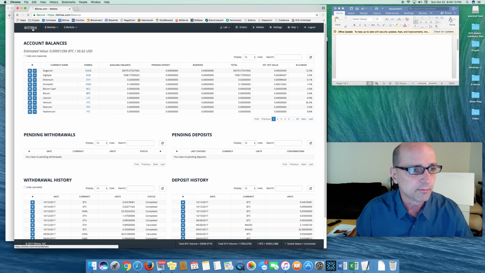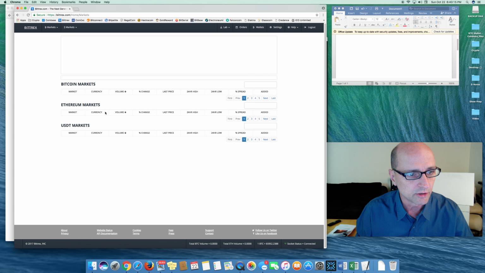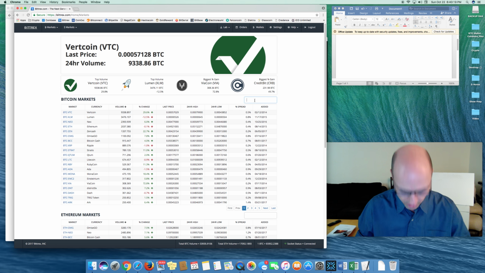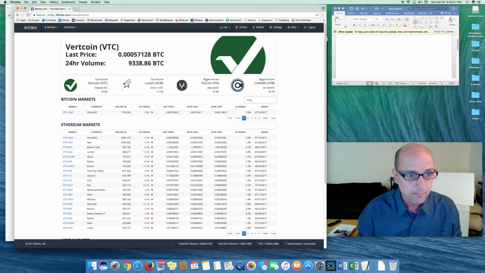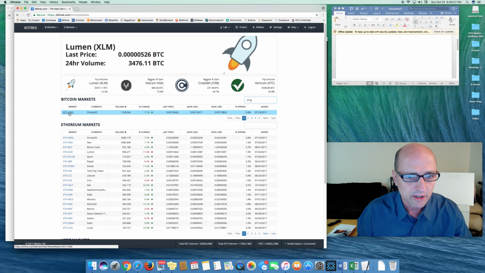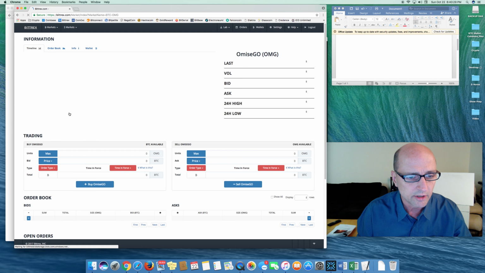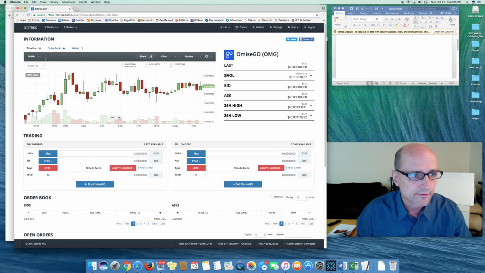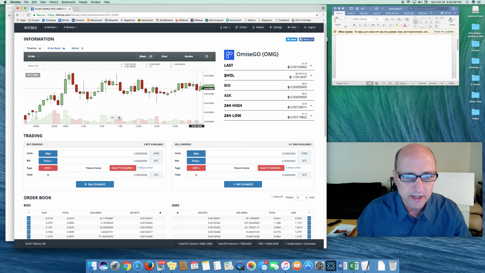So let's go back to the Bitcoin marketplace and look at a certain coin, for instance, OMG. We can type OMG up here, and there's OMG right there. If I click on this, it takes me to the trading page. It's going to give me a graph here. This is a useful graph. You can change it. Right now it's in 30-minute increments, so each of these bars is a 30-minute increment.